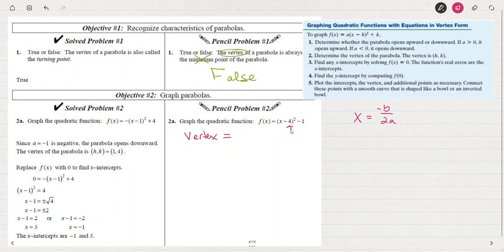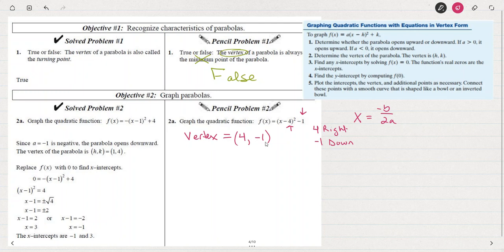The x component of the vertex is going to be 4, and the y component of the vertex is going to be -1. Did you see that the 4, it's x minus 4, but that means that this moves 4, if we're using transformations, that means that that would move 4 to the right, correct? And that -1 means that we're going to move down 1 unit. So the vertex is going to be at (4, -1).